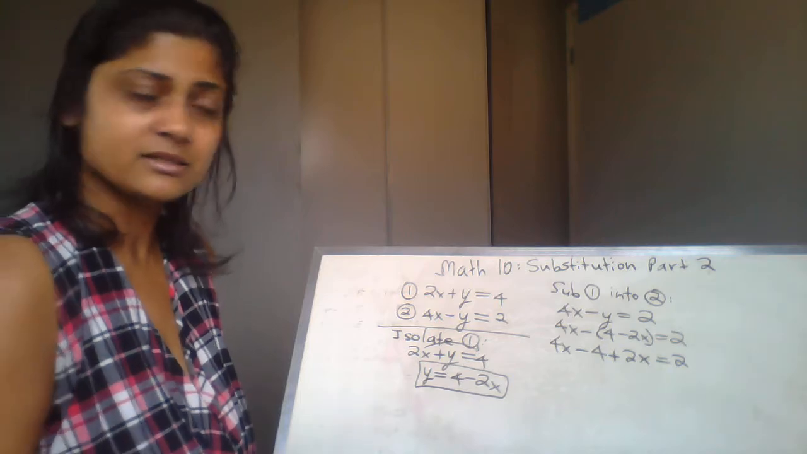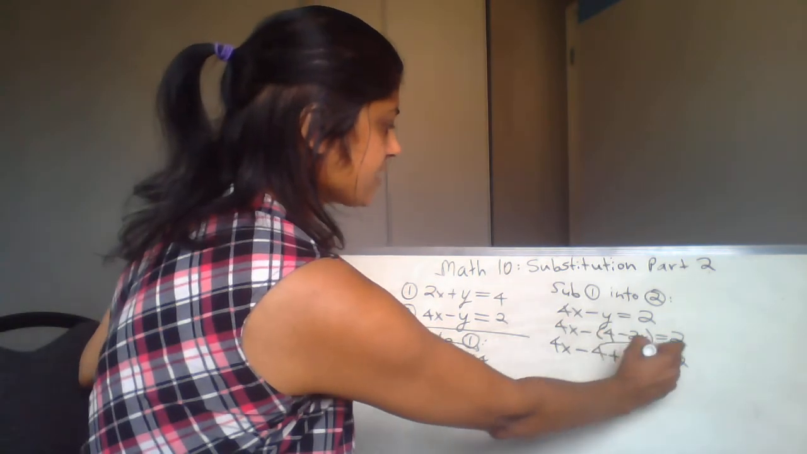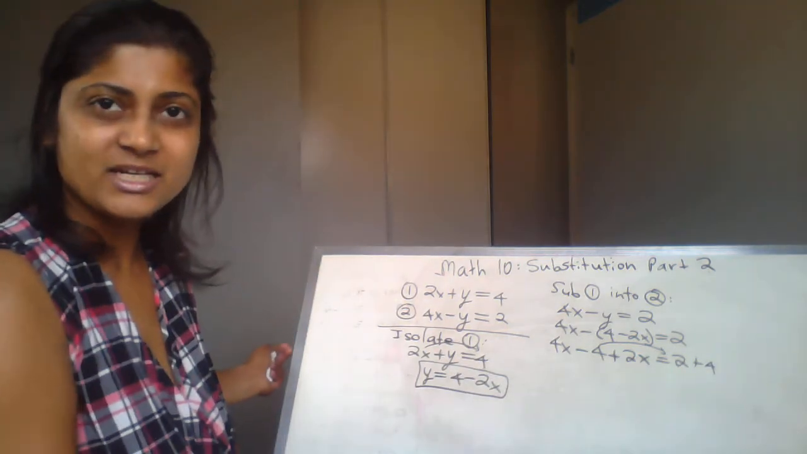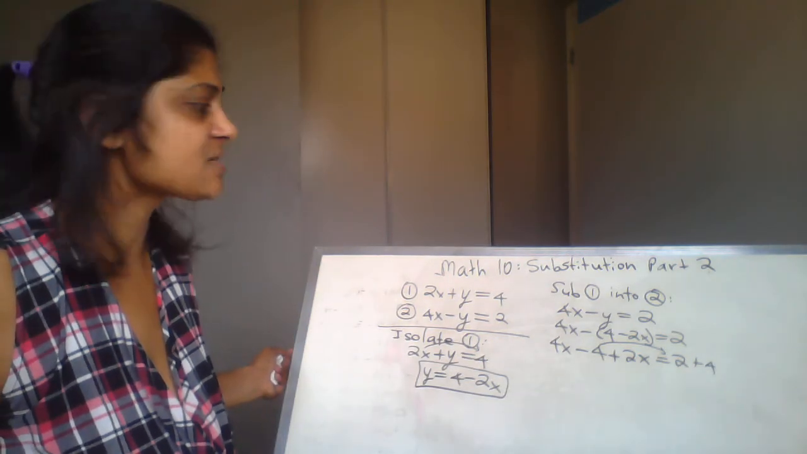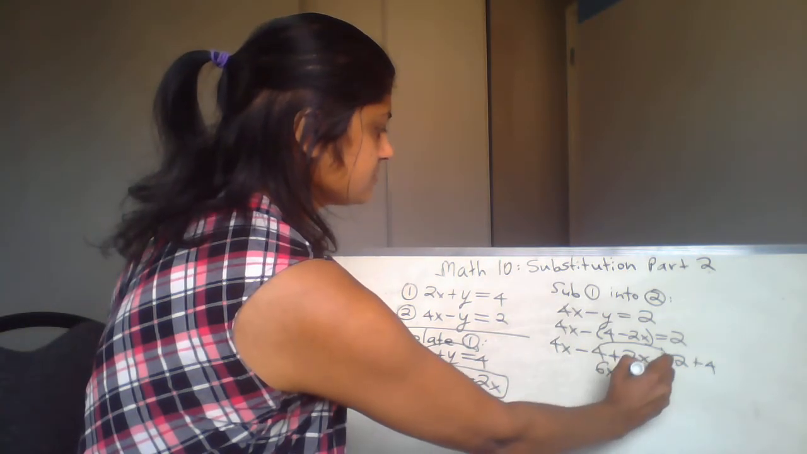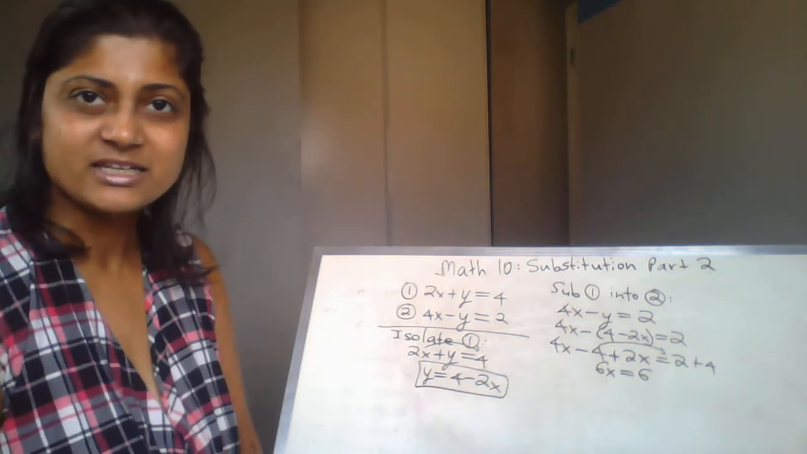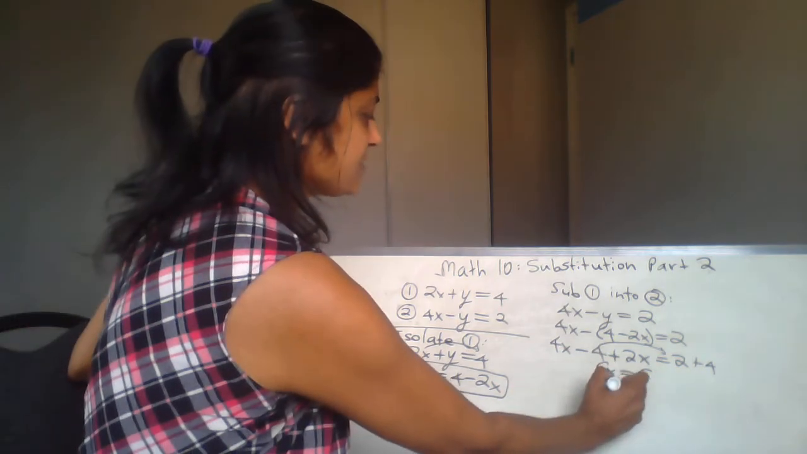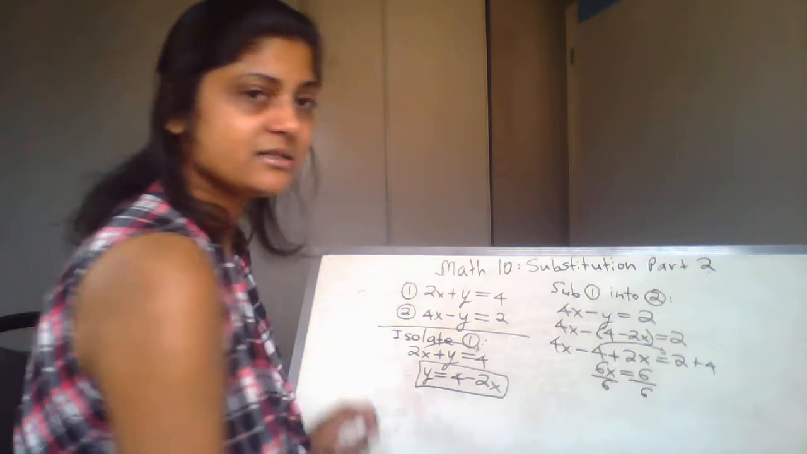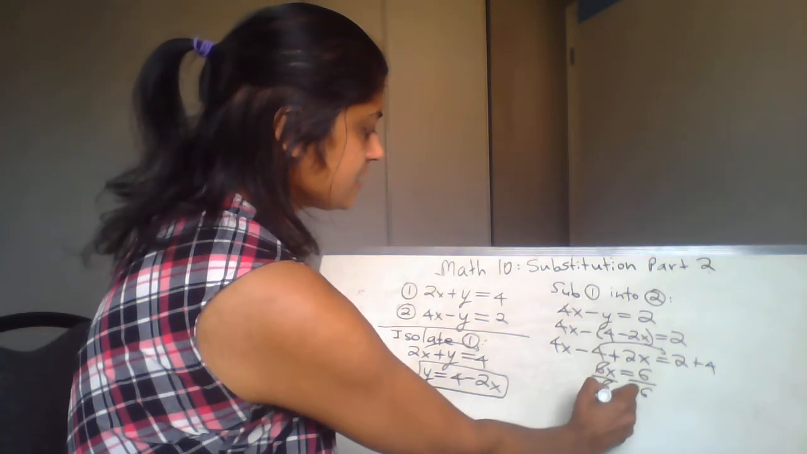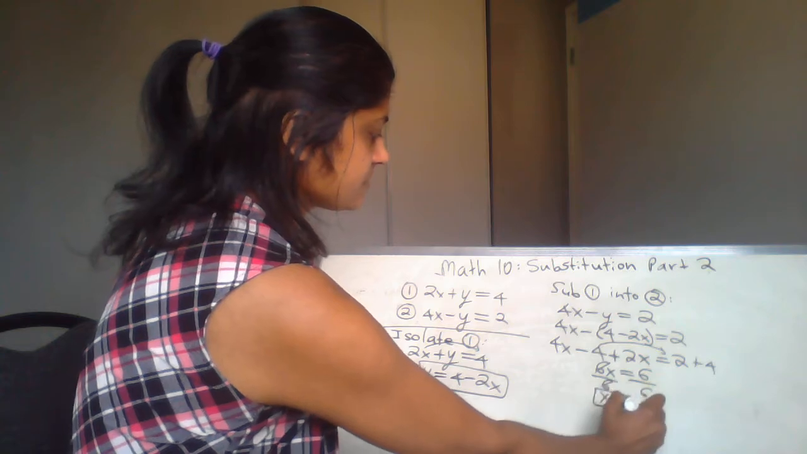I'm going to collect the like terms and take this negative 4 to the other side, so it's going to be positive 4. On the left side, I have 4x plus 2x, which is 6x, equals 6. This looks good because we don't have any fractions happening here. I'm going to divide by 6 on both sides, and here the 6 is canceling out, and x is equal to 1.